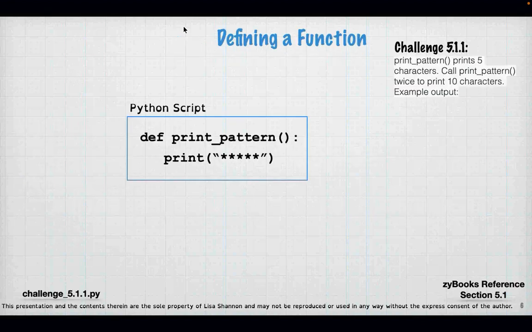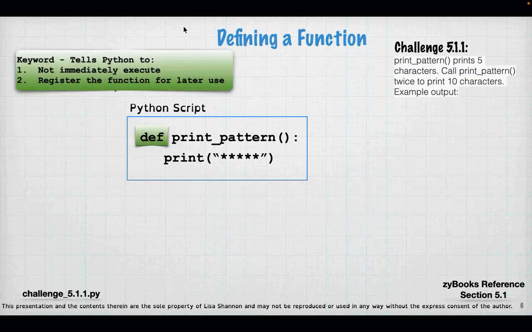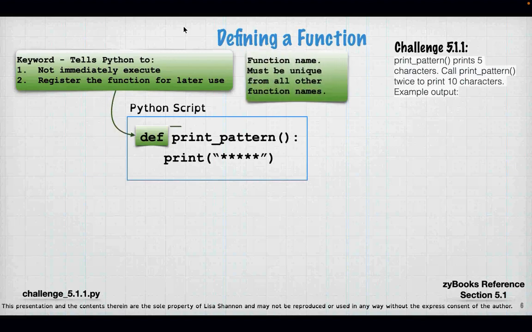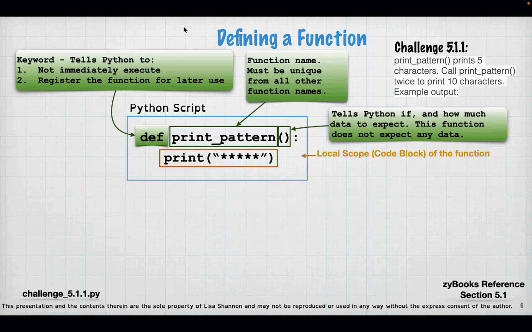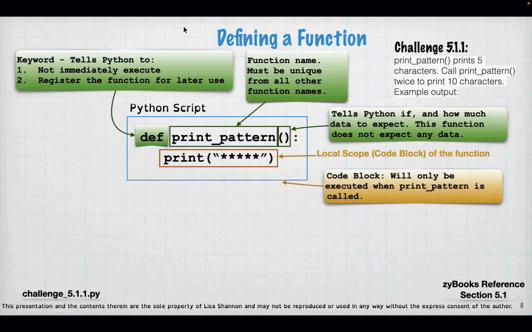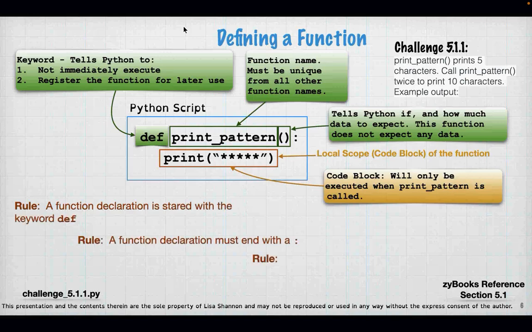So let's look at a function definition. Now, if you want to follow along through ZyBooks, this is challenge 511, and it says it wants to print 5 characters twice. So first thing I have in my Python script is this thing called a function definition. I always start off every function definition with the keyword def. It tells Python to register this function for later use. It's like putting it into a library. And then I have the function name, and this has to be unique to all other function names in my program, and the naming conventions are basically the same as variable naming conventions.